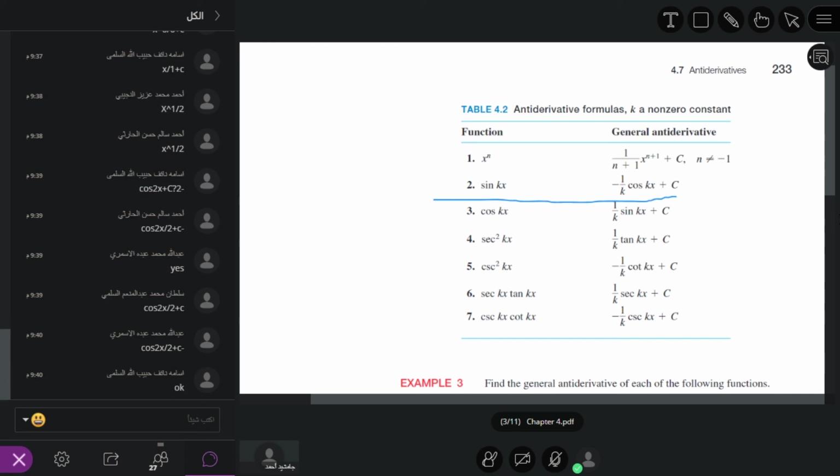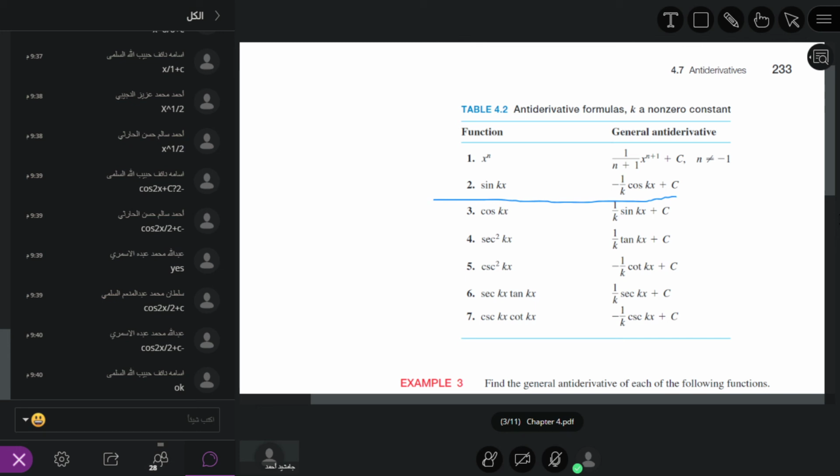So if I solve the fourth question, same like this, cosine of x over 2 means sine of x over 2 divided by k. What is k here? 1 over 2. So this becomes 2 sine x over 2 plus some constant, because k is equal to 1 over 2. So this is the example regarding this table of antiderivatives.